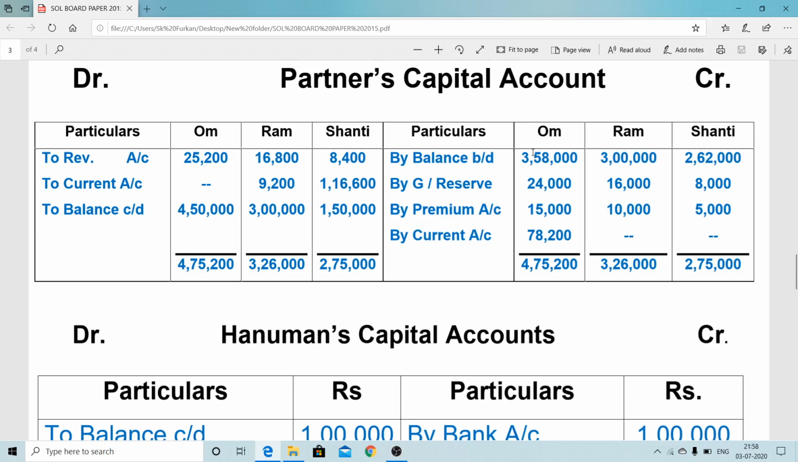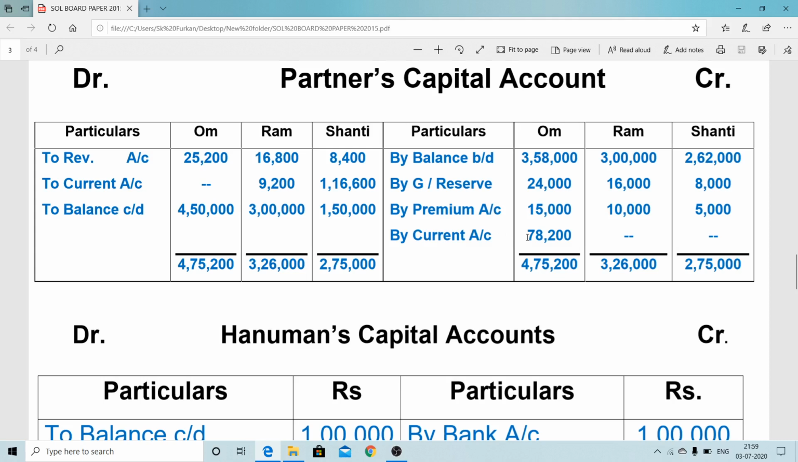So first of all, in this system, we'll compare the debit and credit here. On this side, the debit side, 4,75,200 is coming, whereas the credit side is showing less. How much less? 78,200. So we'll put there the current account, that is the balancing figure. This way you can find out the shortage and surplus here. So shortage arises and the shortage is transferred to his current account, that is 78,200.